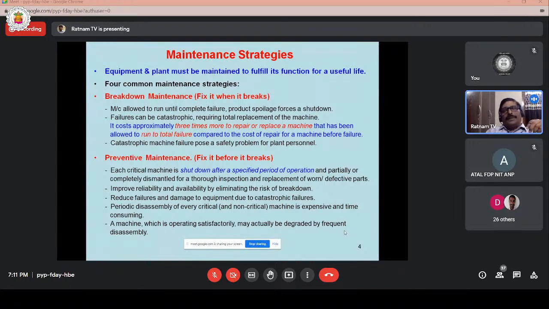Periodic assembly of every critical or non-critical machine is expensive and time consuming. In this case, we assemble and disassemble periodically, every 3 months or 6 months, whether it is required or not, we will go for this maintenance. So this is expensive and time consuming. These are some drawbacks of this maintenance method. A machine which is operating satisfactorily may actually be degraded by the frequent disassembly. In some cases, if you go for this periodic, scheduled maintenance, some other new problem may be introduced in the machinery. So this type of problem will be there in this type of maintenance.